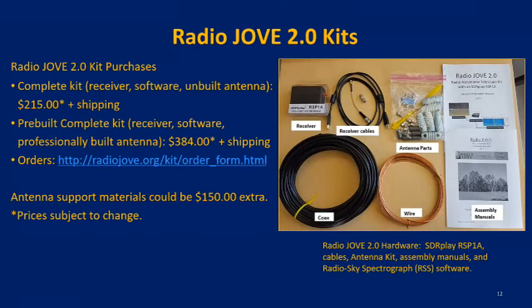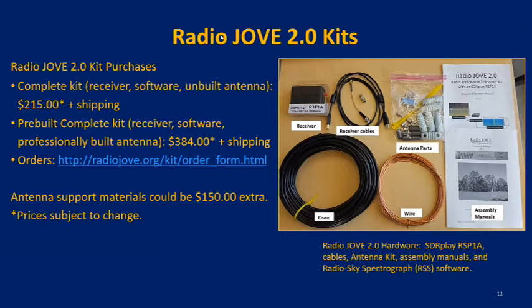So if you want to solder your own antenna, you can. The cost for the receiver, the coax, and the copper wire is $215. Now you have to go and purchase your own antenna masts and some rope and tent stakes to put the antenna up, and that could be another $100 or so. But if you don't want to solder and you want to have your antenna built for you, you see the price goes up quite a bit there.